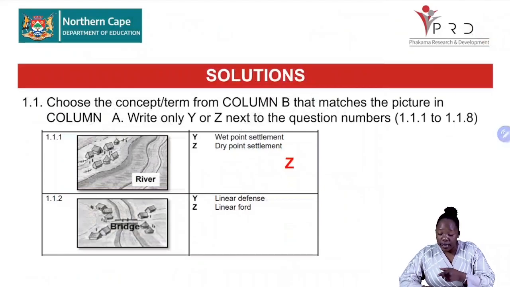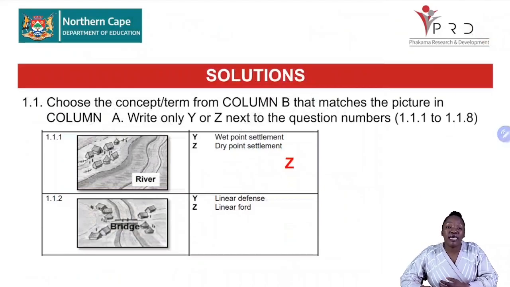So let me explain the difference between the two. Remember, we said the wet point settlement is whereby the area doesn't have a river. So therefore, the people will build their houses next to the water source. That water source could be a dam or it could be a wind pump. So we call it a wet point settlement.